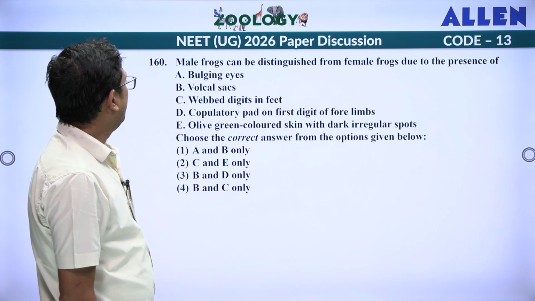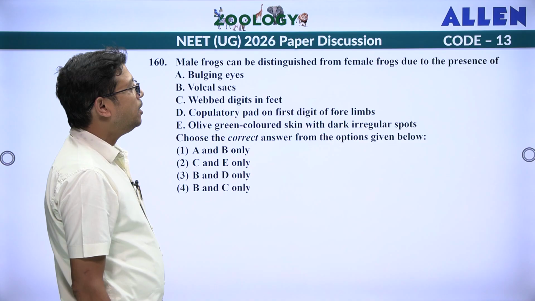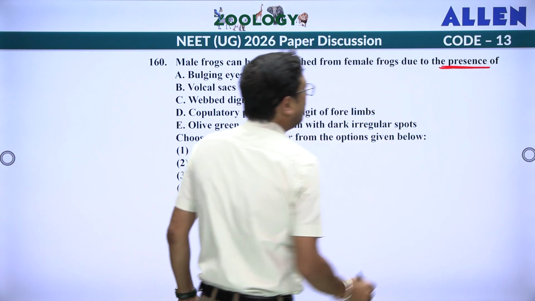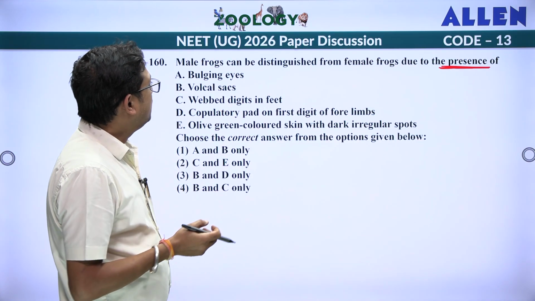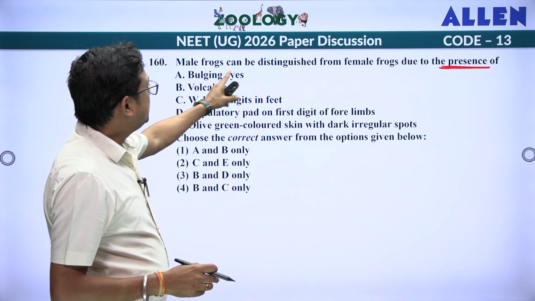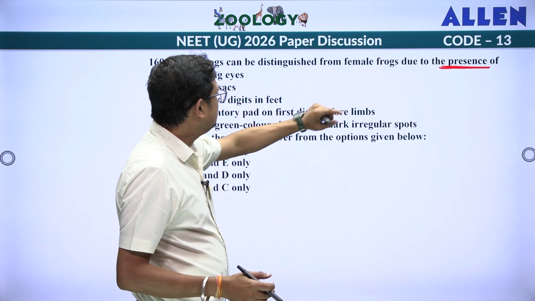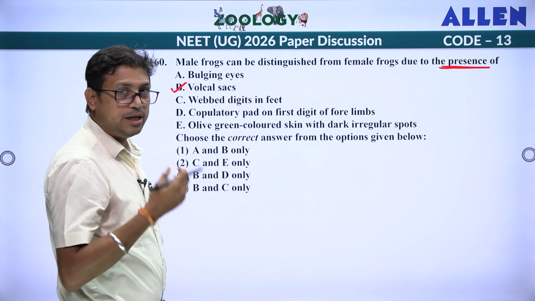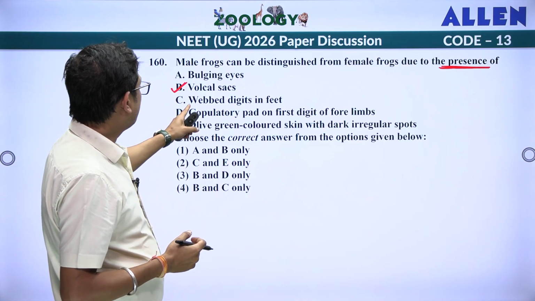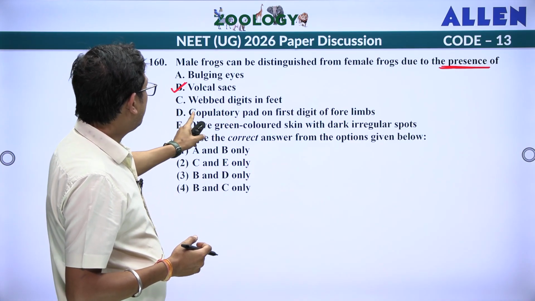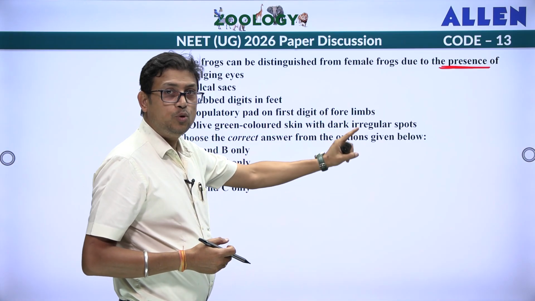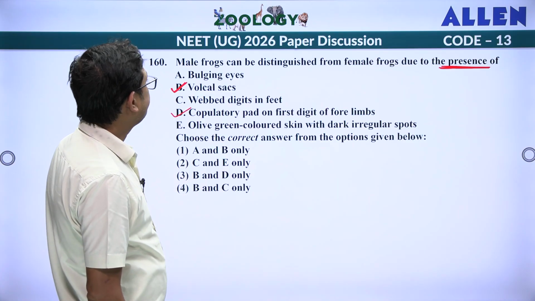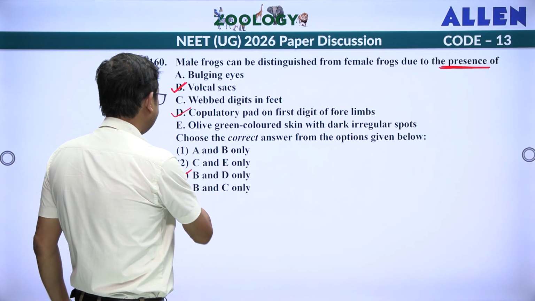Next. Male frog can be distinguished from the female frog due to the presence of. So what is present in male which can be used as a distinguishing feature, that can be used to identify which one is male and which one is female. So vocal sac, yes, the males have vocal sac, so that is why they can produce croaking sound. Then webbed digit, no, both have it. Copulatory pad on the first digit of the forelimb is to hold the female during the pseudocopulation, right? So B and D are correct. So answer is third one.